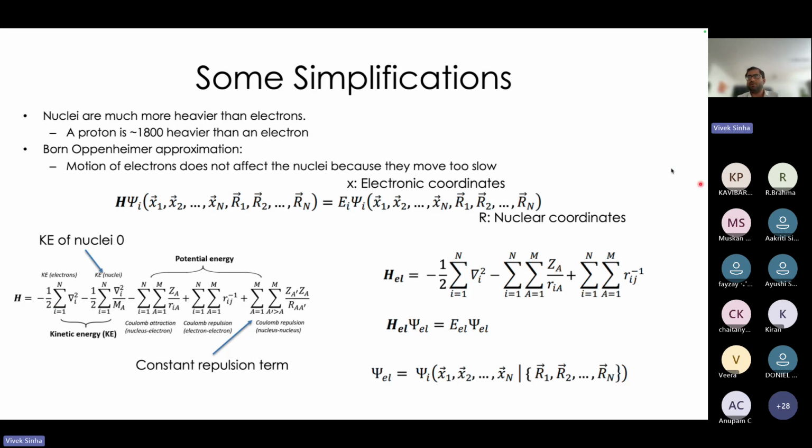This is an important problem to solve. The rest we can manage; we can deal with it using some approximations, which will be a good approximation. That changes the Schrodinger equation as well. This is mainly the electronic part that we solve.